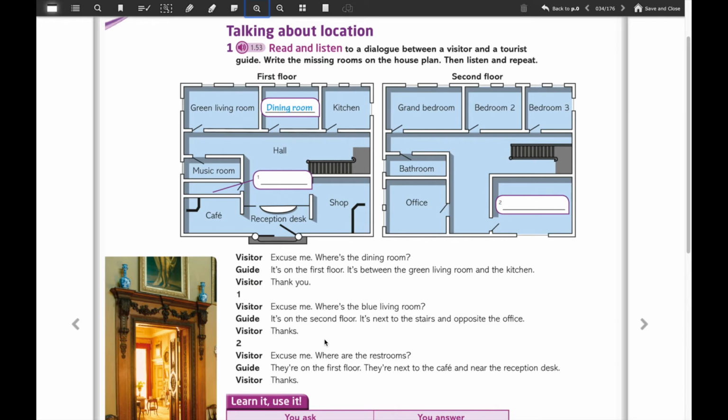Here you have the dialogue, and you have to write what number 1 and number 2 are, related to some missing rooms. Hay habitaciones perdidas. Necesito el nombre de esas habitaciones. So for that, you need to pay attention a lot to the audio. I am going to play it, and then we're going to continue with the exercise.